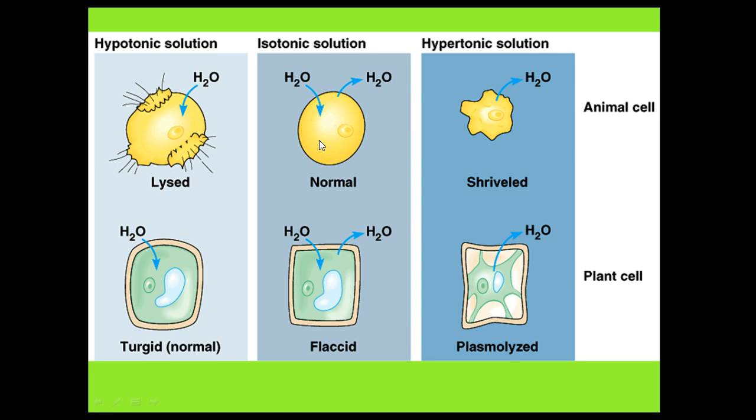Normal, we're going to have an isotonic solution. These are like our saline sprays and our IVs. Those solutions are isotonic with our red blood cells, and they're not going to offset our homeostasis. So when we go to the hospital, they'll put in an IV to help keep us hydrated and to also deliver medications. And that's because those IVs have an isotonic solution.